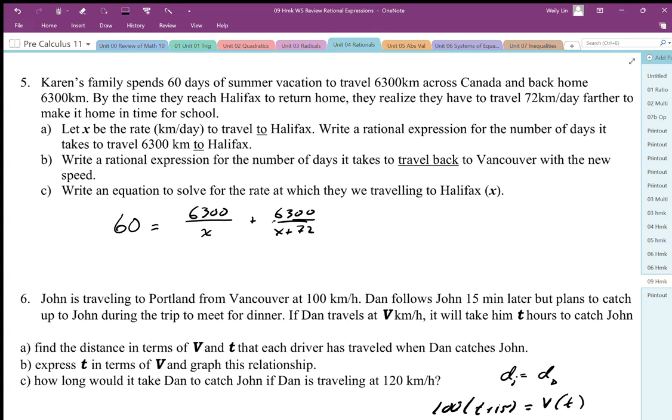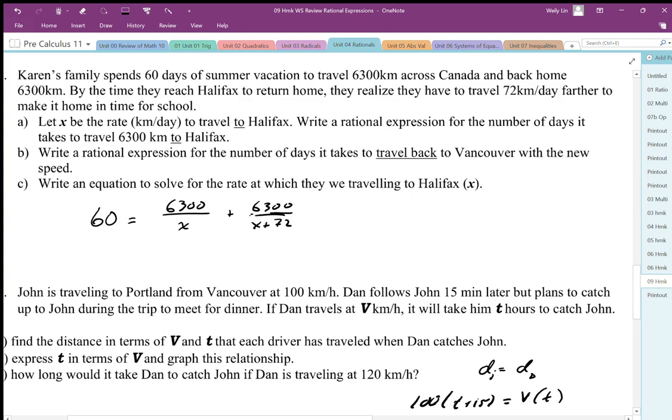Question number 5, it says we spend 60 days of summer vacation to travel 6,300 kilometers across Canada. So the one-way trip is 6,300 kilometers and the way back is 6,300 kilometers. So by the time they reach Halifax to return home, they realize they have to travel 72 kilometers a day farther each day to make it home in time for school.